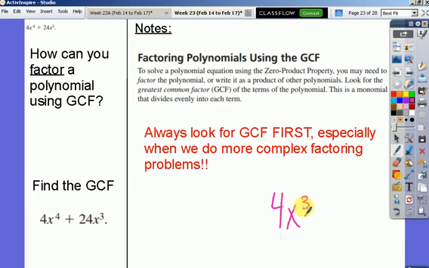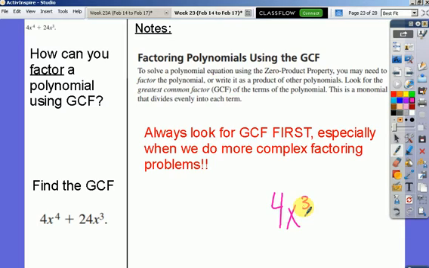Okay? So when you're looking at your greatest common factor, you have to consider both the coefficient, the number in front of the variable, as well as the exponent. So this has x to the 4th, so it has 3, obviously, x to the 3rd. And this has x to the 3rd. So you want to just look at the highest one that fits both. Okay? Does that make sense?